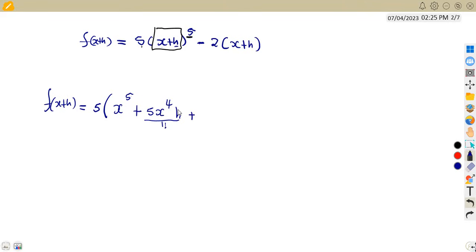All right, we do the same thing. We drop the exponent, 4 times 5, which is 20. X to the exponent, we subtract 1, which is 3. And this h is increasing. It was 1, so it's now to the exponent of 2, everything over 2 factorial. So we are going to expand this up to the last term of 5.